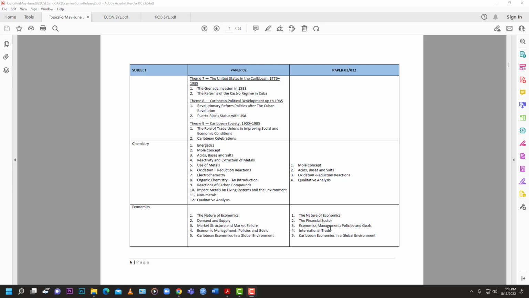Paper three also, you can see that they have nothing to do with supply and demand either, right? Now the financial sector, well, yeah, it's right here. Financial sector is right here, not on paper two. So you look at these and you'll be guided accordingly.